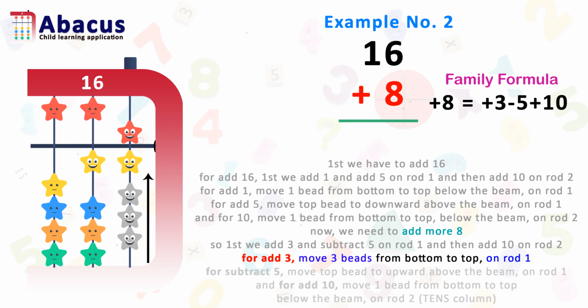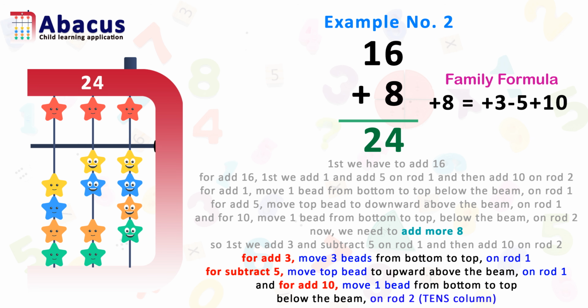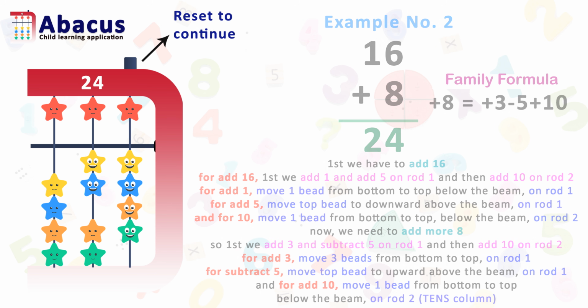For add 3, move 3 beads from bottom to top on rod 1 using the thumb. For subtract 5, move the top bead upward above the beam on rod 1 using the thumb. And for add 10, move 1 bead from bottom to top below the beam on rod 2. That means the 10th column, and here we also use the thumb. Here we got the answer, and the answer is 24. Let's reset and go to the next example.